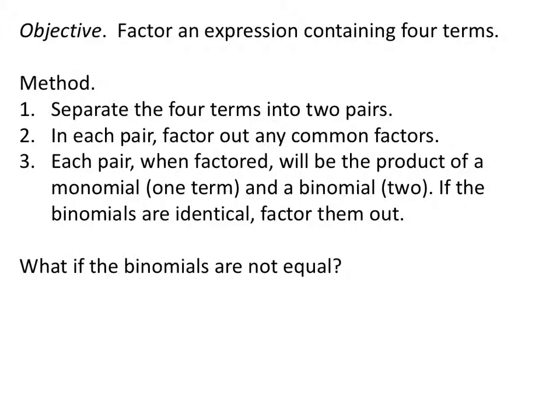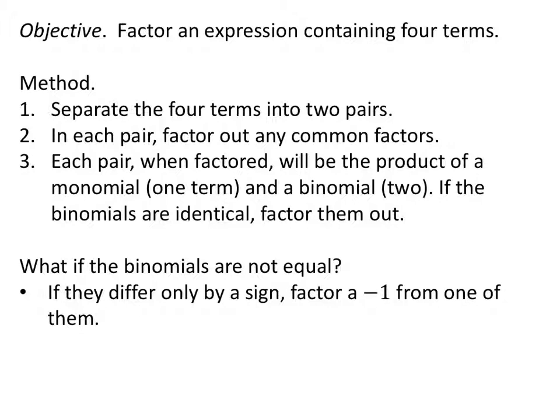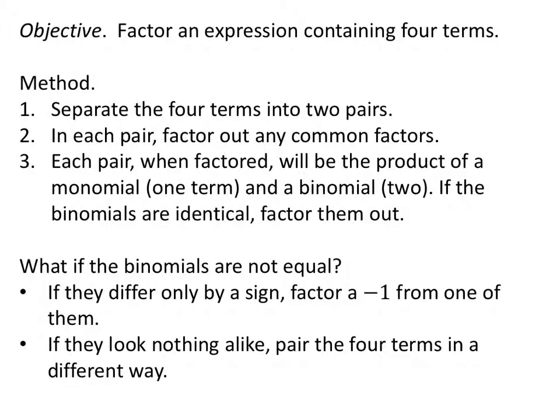What if the binomials aren't equal? Well, there are a couple of things we can do. First, you want to look to see if they're off by a sign. If they're off just by a sign, like one goes a minus 4 and the other one goes 4 minus a, then we want to factor a negative 1 out of one of them, and that will switch it the way we want it to go. The other thing we can do is, if they don't look anything alike, try to rearrange the terms and then do the whole process over again by factoring things out, and that usually does the trick.